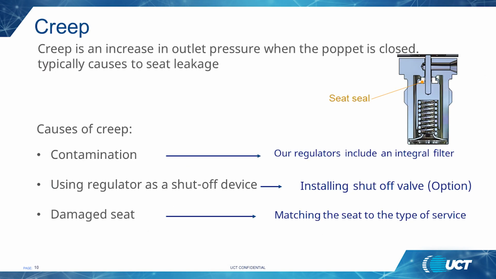Creep is an increase in the outlet pressure when the poppet is closed, which typically causes seat leakage. The causes of creep are contamination: a particle that enters the small orifice, combined with a high flow, can damage the seat and as a result cause creep. Using a regulator as a shutoff device: if you do need your regulator to be a shutoff device, install a shutoff valve before the regulator. Damaged seat: match the seat type to the application, for example, a hard seat for high pressure. Our integral filter, together with the shutoff valve option, makes our regulators able to withstand the creep phenomenon.